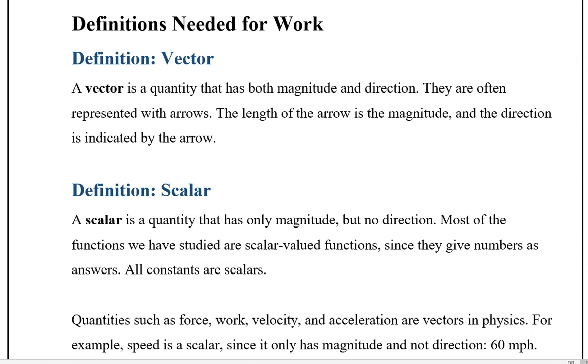Let's contrast what a vector is with what a scalar is. A scalar is a quantity that has only magnitude but no direction. For example, in the examples I just gave, speed is simply a scalar, 60 miles per hour. It doesn't indicate which direction I'm traveling. Likewise, my distance from a location, 30 miles, doesn't tell me in which direction I'm located. All constants are considered scalars.